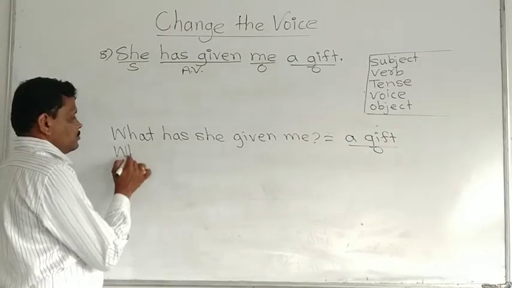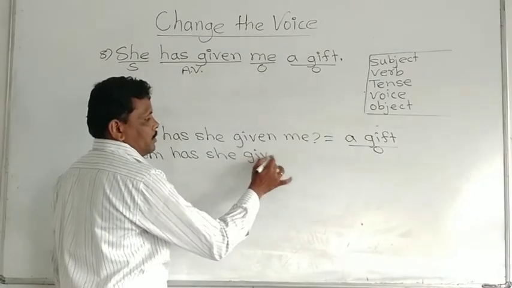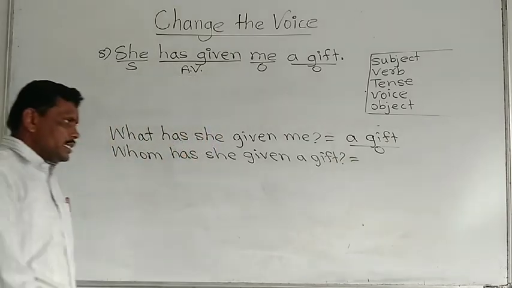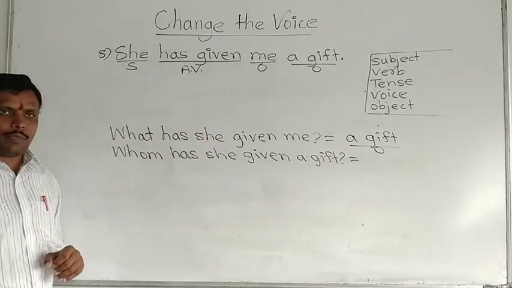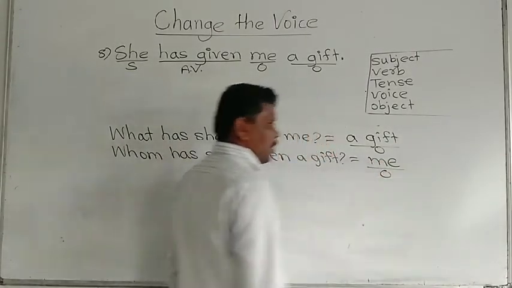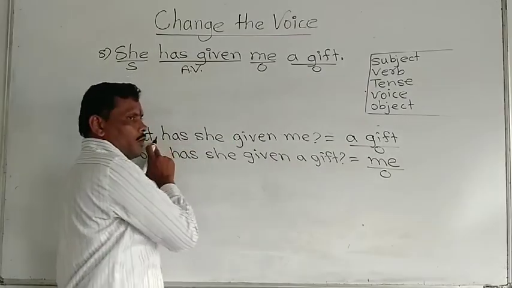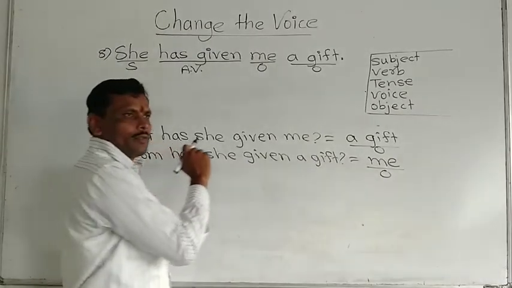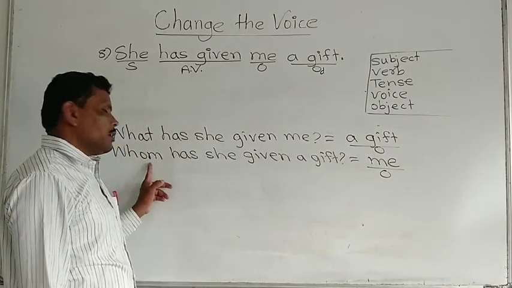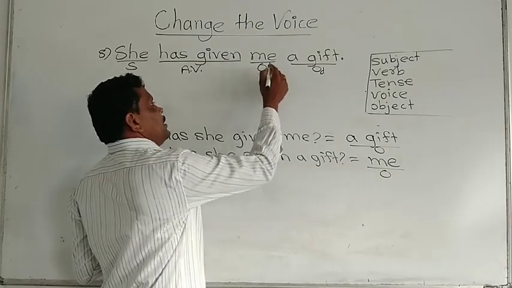Okay. Whom has she given a gift? Okay, this is the question. And what is its answer? Its answer is me. So this is also an object. But now see here, a gift, the answer of the question that begins with what, that answer is direct object, and the answer of the question which starts with whom, its object is indirect object.